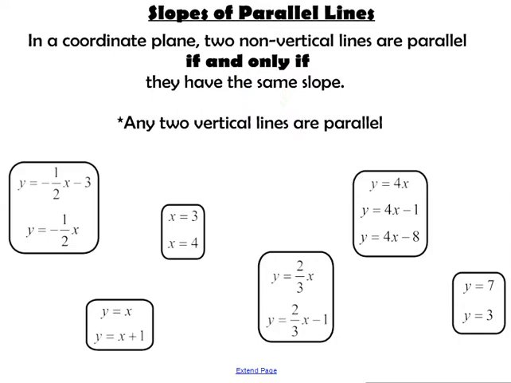When we look at these groups of lines below, they're all written in slope-intercept form, if possible, and all these sets of lines are parallel because they have the same slope. -1/2, -1/2, +1, +1. These two are vertical lines, so they both have an undefined slope and they are parallel. 2/3 and 2/3, +4, +4, and then these are two horizontal lines that have a slope of 0 and they are parallel to each other as well.